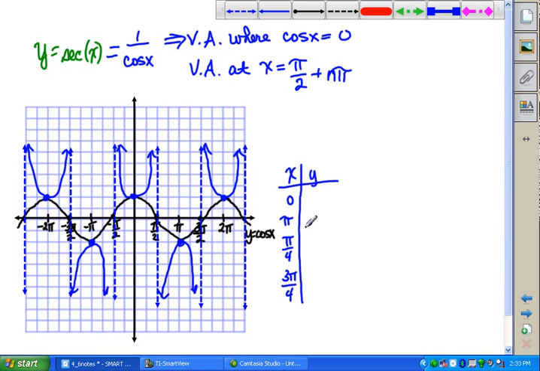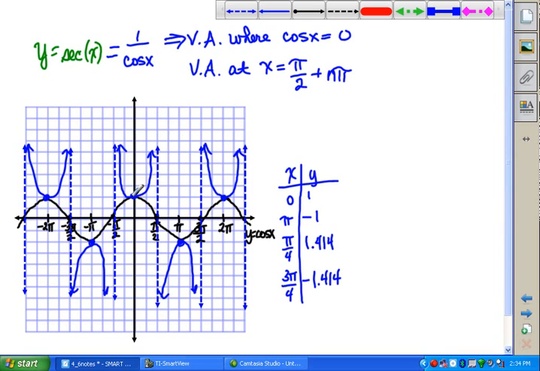You can fill in with these points if you like, but if we plug in 0, 1 over cosine of 0 would be 1 over 1 or 1. If we plug in pi, 1 over cosine pi is 1 over negative 1, which is negative 1. If we plug in pi over 4, cosine of pi over 4 is square root of 2 over 2, so 1 divided by that is going to be 1.414. And if we plug in 3 pi over 4, that's going to be a negative 1.414.